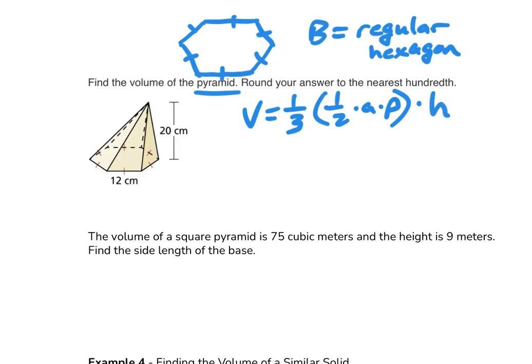Okay. I like to write the formula out with all of these variables in it so we know what we got to find. Okay. We got to find the information for all of these things. We are trying to find the volume. Okay, we already know the height, so that part's easy. The height's 20.